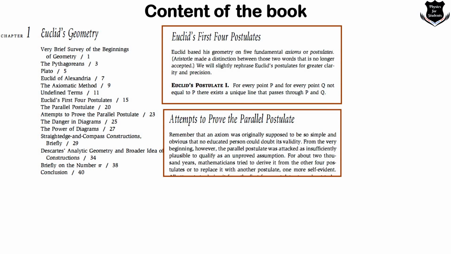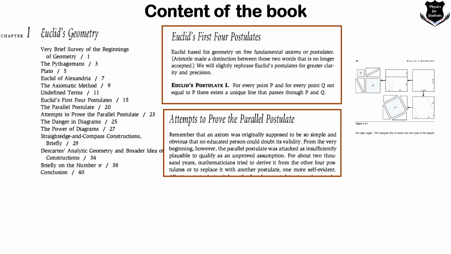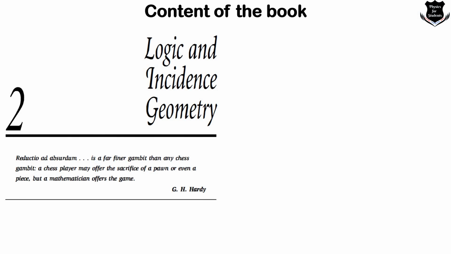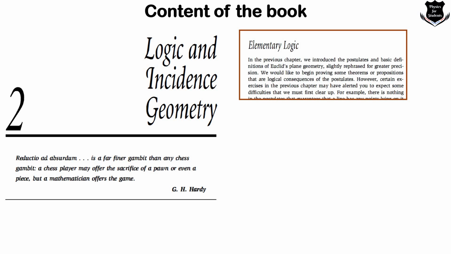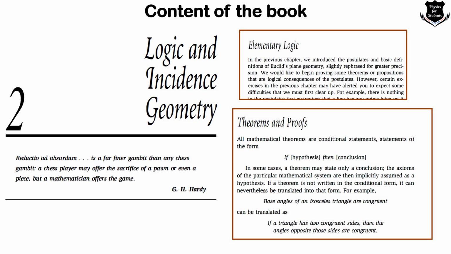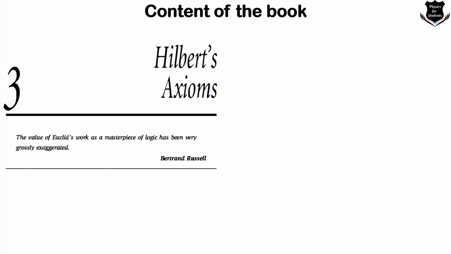It then goes into what we call Euclid's first four postulates, an attempt to prove the parallel postulate. These are nice diagrams, quite clearly sketched in the book, so that you really don't face any problem. The next chapter deals with what is called logic and incidence geometry, where theorems and proofs are designed, as you can see, with if-then, and the entire logical development when we use logic in geometry, and how this has been organized.